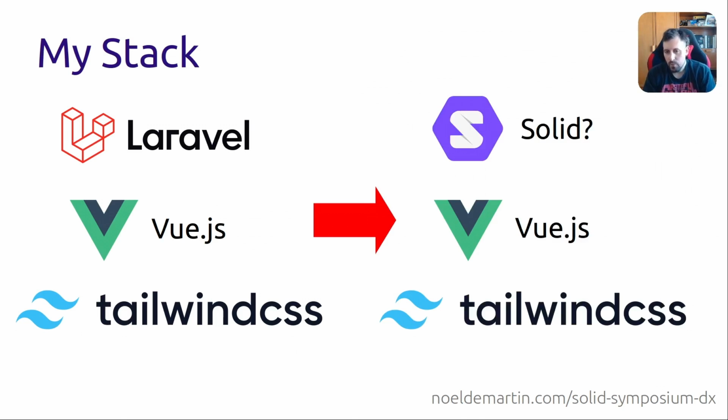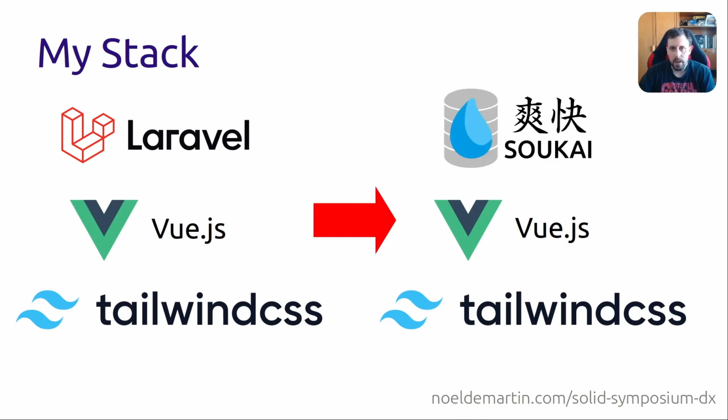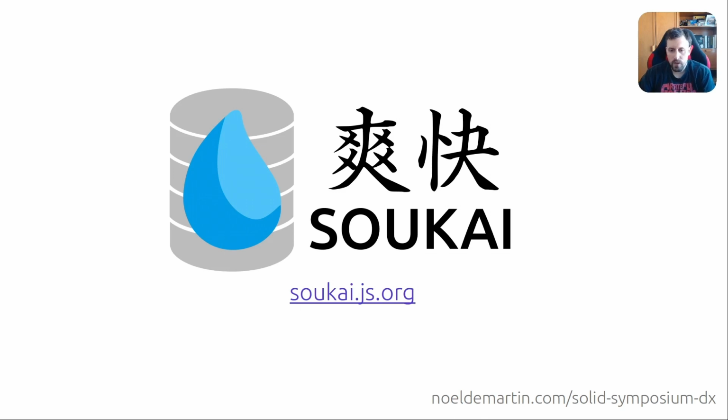For example, I supposed I should stop using Laravel because my applications are going to work in the frontend and the data is stored in the pod, not in an SQL database. But Solid is a protocol, it's not an implementation or a framework, so it's not immediately obvious how to get started with that. In my case, I had already started working on a library called Sokai, and I added Solid support in it. That's what I'm going to talk about today. You can learn more about the library on this website.